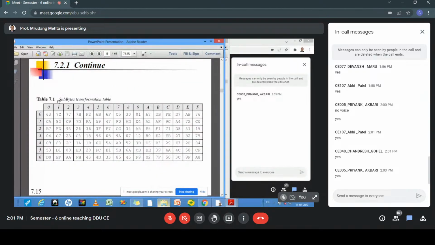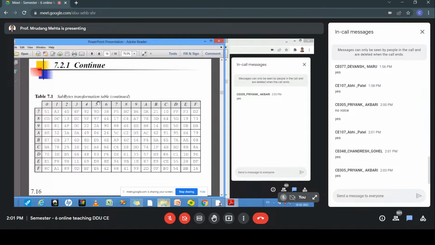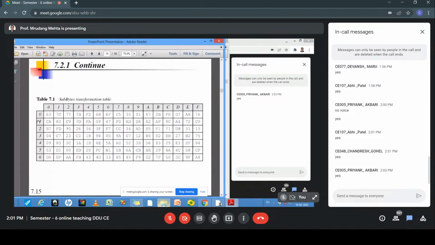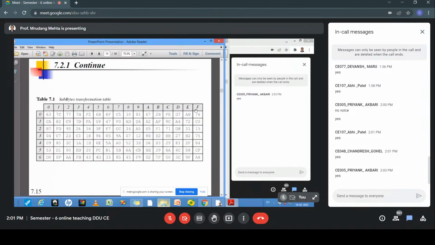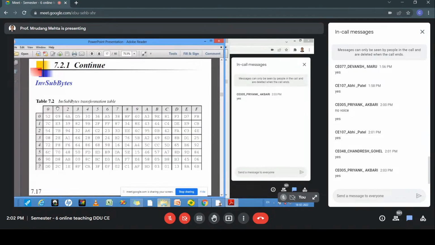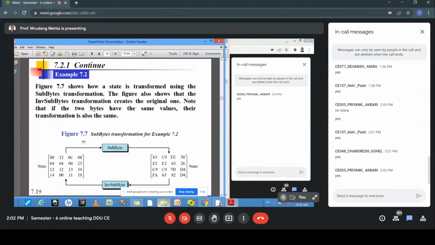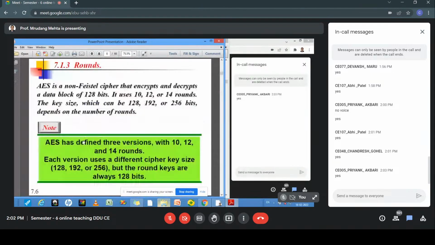This is the sub-byte transformation table. You can see this is a predetermined table, and we can do the sub-byte transformation. This is 0, 1, up to F, 0 to F, that is 16, and this is 0 to F, 16, so 16 cross 16. Then there is an inverse sub byte table like this. We will come back to this later on.